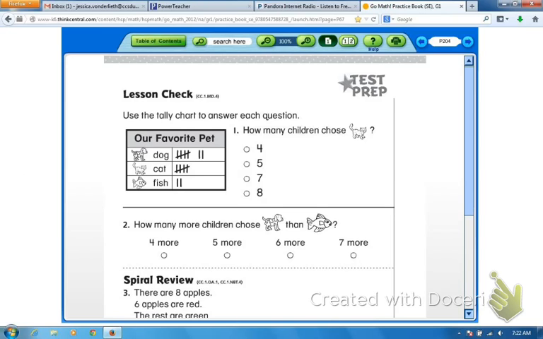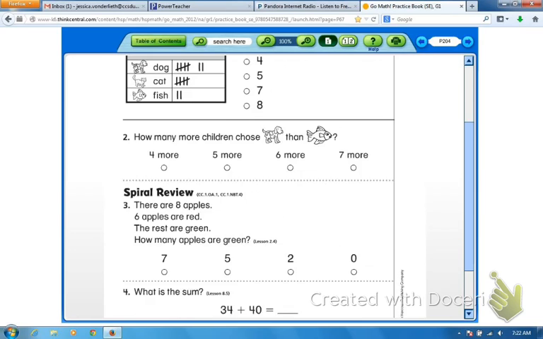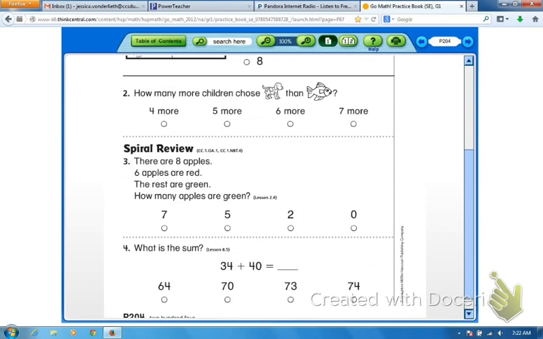At the bottom on the spiral review, number 3 says there are 8 apples. 6 apples are red, the rest are green. How many apples are green? Well, if we take that story problem and break it apart, it says there are 8 apples. We know that 8 is our whole. That's how many we have altogether. 6 of them are red, that's a part. The rest are green. Green is our missing part. How many apples are green?